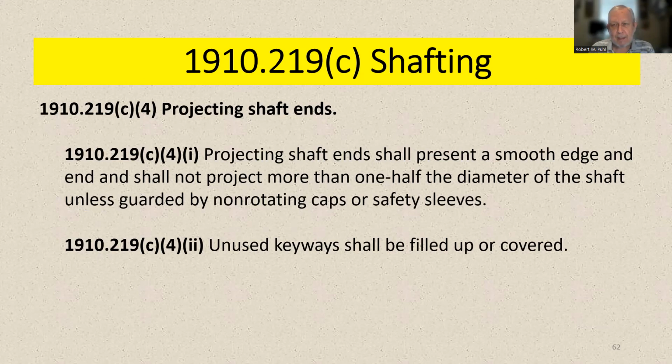So you know what a keyway is? That's that groove cut in a shaft where you put the key in there to attach a pulley so it won't slip. And if it has a keyway in it, though, it can't stick out at all. So that 1/2 of the diameter of the shaft does not apply if it has a keyway in it. It has to be cut off flush or covered.